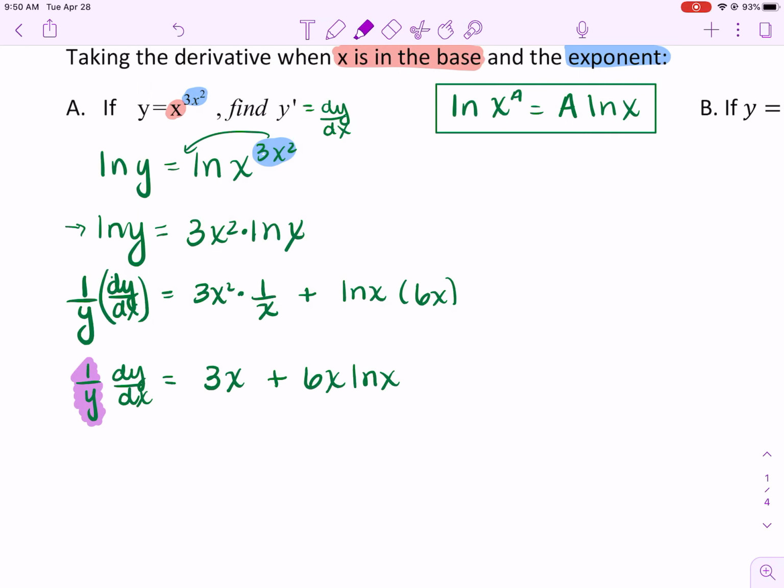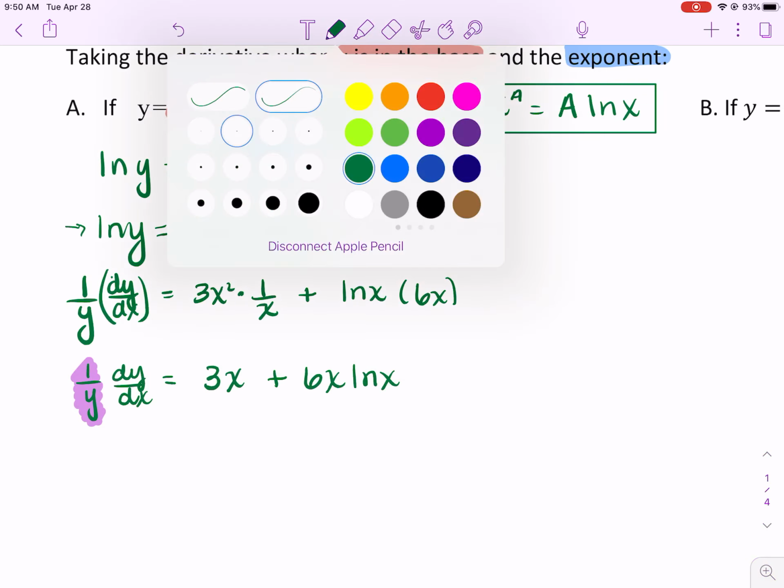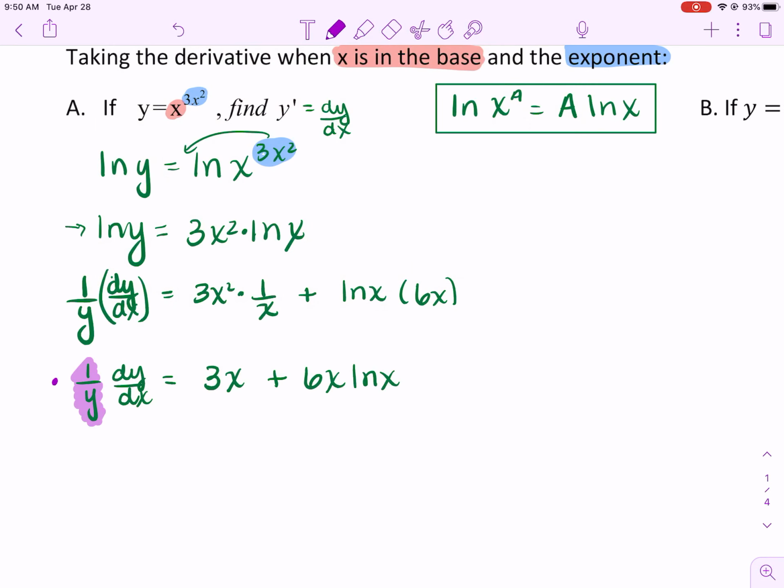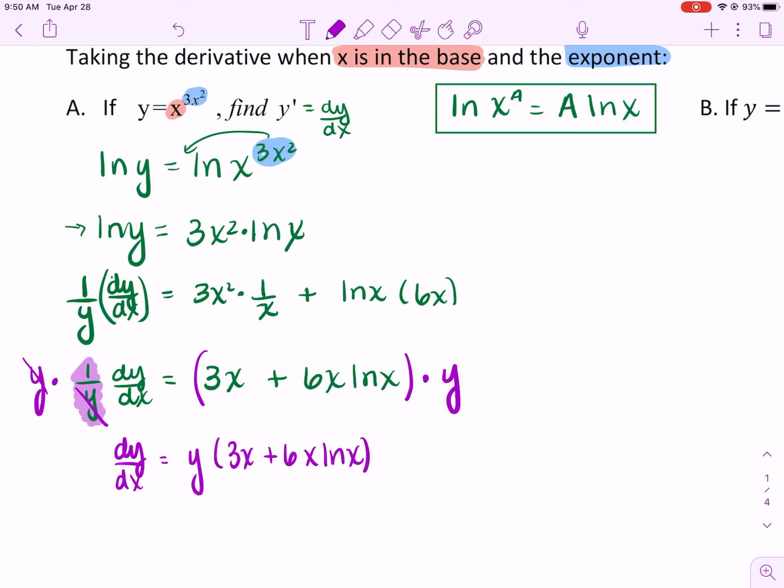Notice on the left-hand side, we still have this guy here. We're going to have to bring that over to the other side. The way to get rid of that is to multiply both sides by y. On the left-hand side, note that the y's will cancel, while on the right-hand side, just don't forget that that has to be multiplied to the entire side. So we have that dy dx is equal to y times 3x plus 6x ln of x.